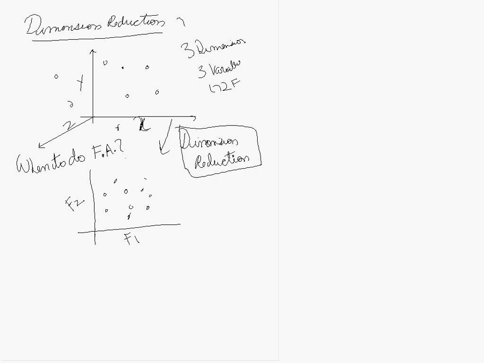At the end of factor analysis, the factors are at 90 degrees with each other, so they are orthogonal to each other. So the correlation between factor 1 and factor 2 will be equal to 0. When we do factor analysis, the factors that I get are completely uncorrelated from each other.